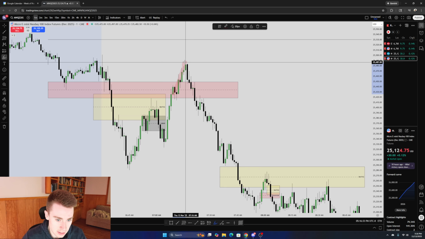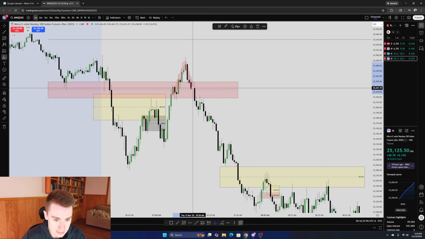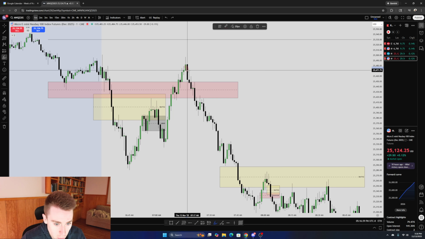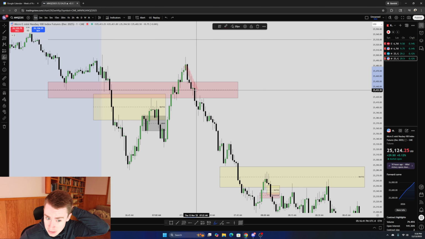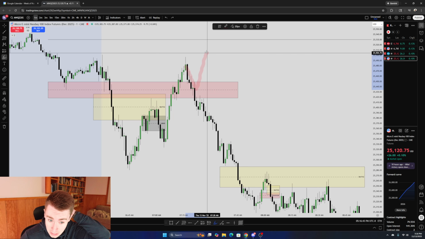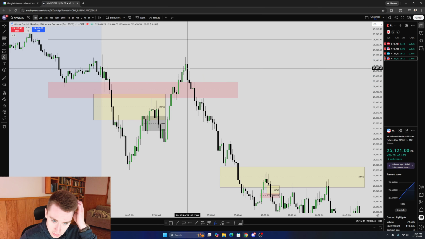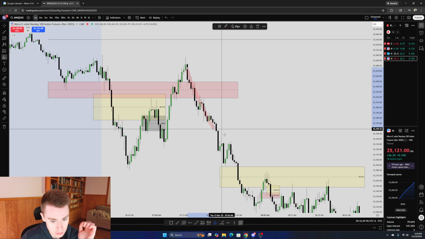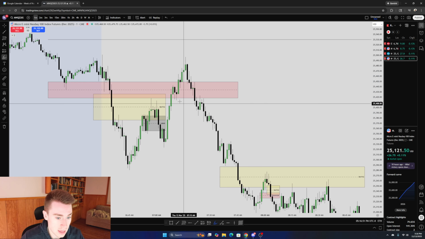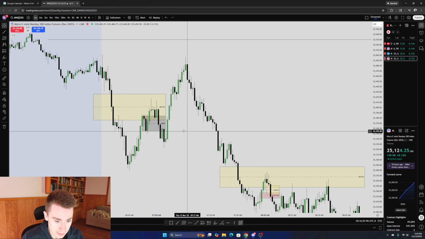So you think, okay, we inverse, we want to come back down and look long maybe. Well, on this pullback, we don't even get a fake inverse fair value gap to the upside to then bring it lower. It just goes straight after inverse, just straight down. So that trade idea was gone for longs. So we can say goodbye to that.